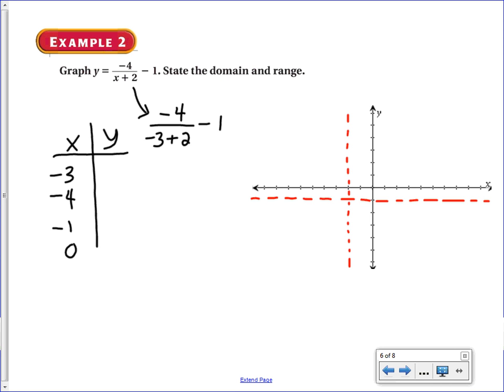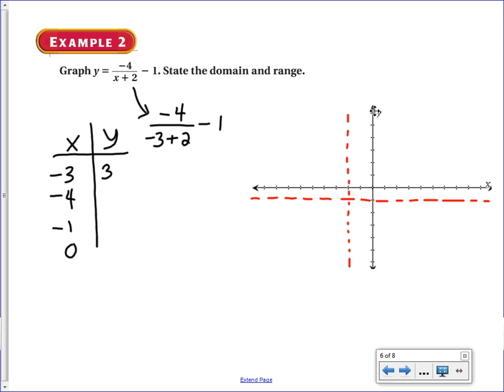Okay, now the numbers are usually going to be pretty small, like you can do them in your head. If you need to use a calculator, just be careful with the fraction, right? Make sure you're using parentheses. All right, so I'm going to do this in my head. We have -4 over -1, which is 4. 4 minus 1 is 3.